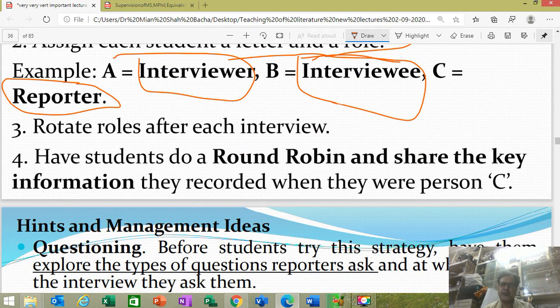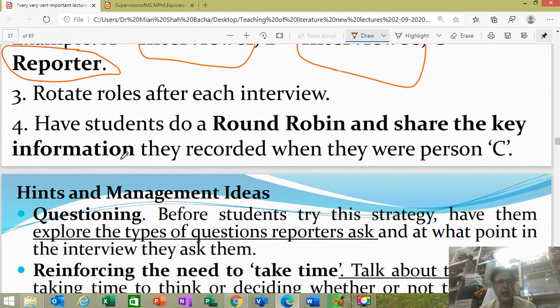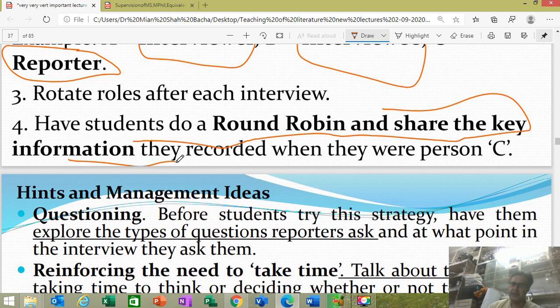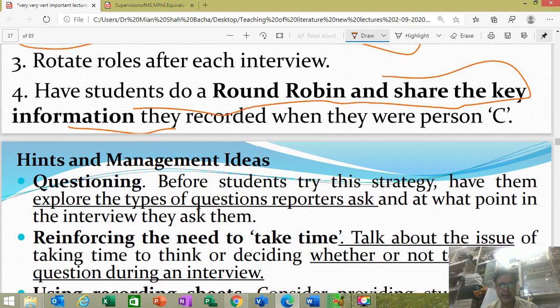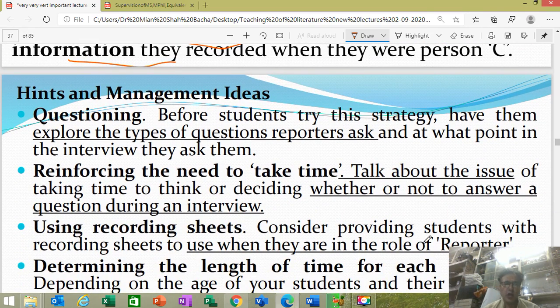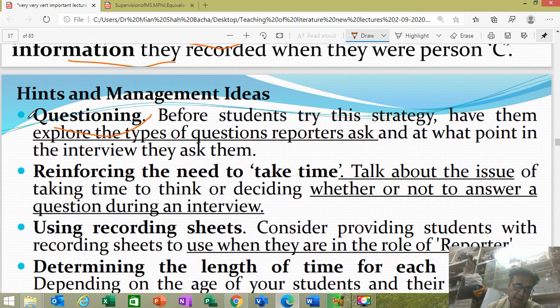Rotate roles after each interview so that everybody can understand. Have students do a round robin and share the key information they recorded when they were person C. Okay. Remember, in all this lecture, you have been noticing one thing, that is participation in questioning and discussion. Before students try this strategy, have them explore the types of questions the reporter asks, and at what point in the interview they ask them.